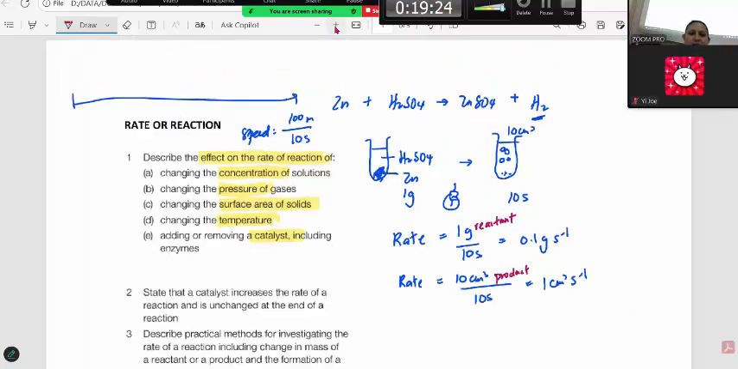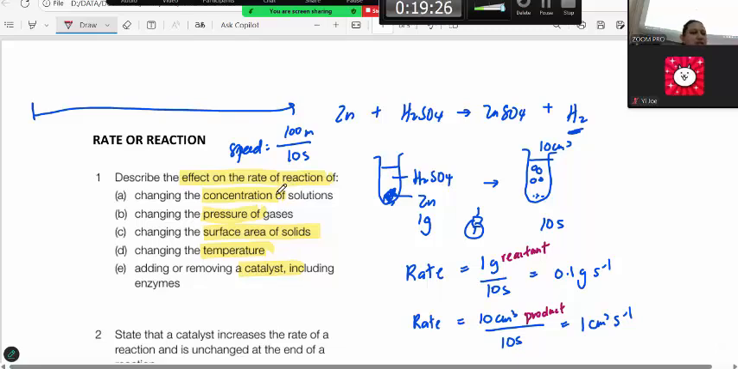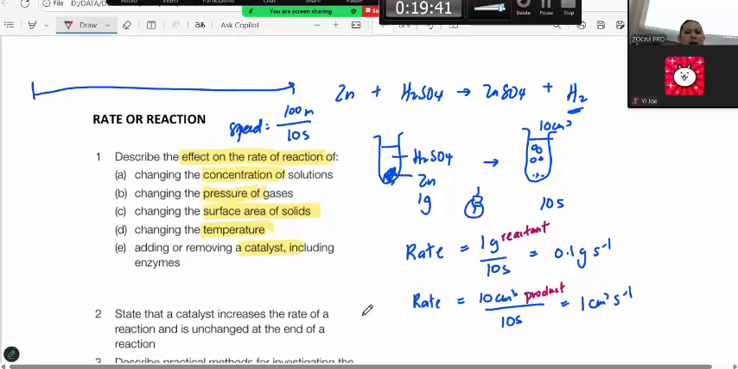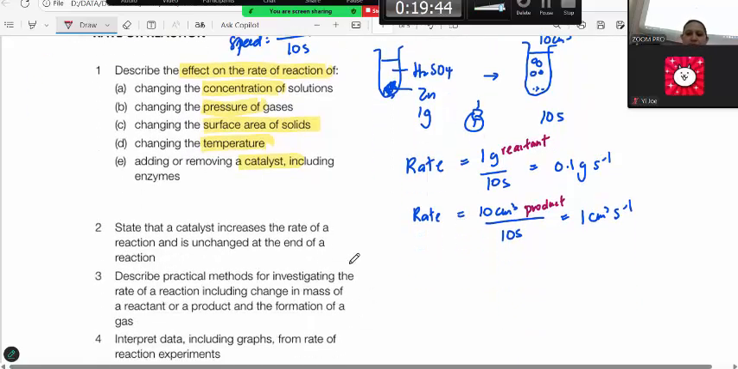Now, do you remember the five factors that I just taught you? Concentration, pressure, particle size, temperature, and surface area. Sorry, catalyst. Not today. Now we're going to learn why. Why is one faster? Why is one slower? We're going to learn why.